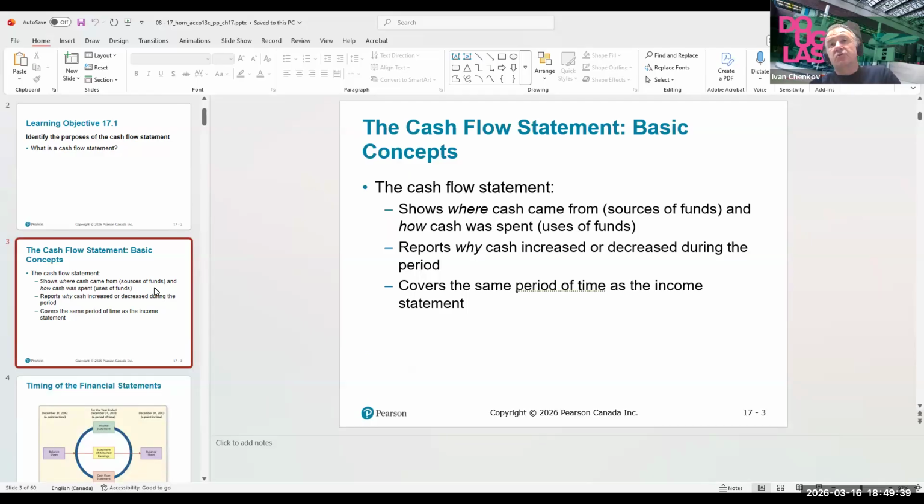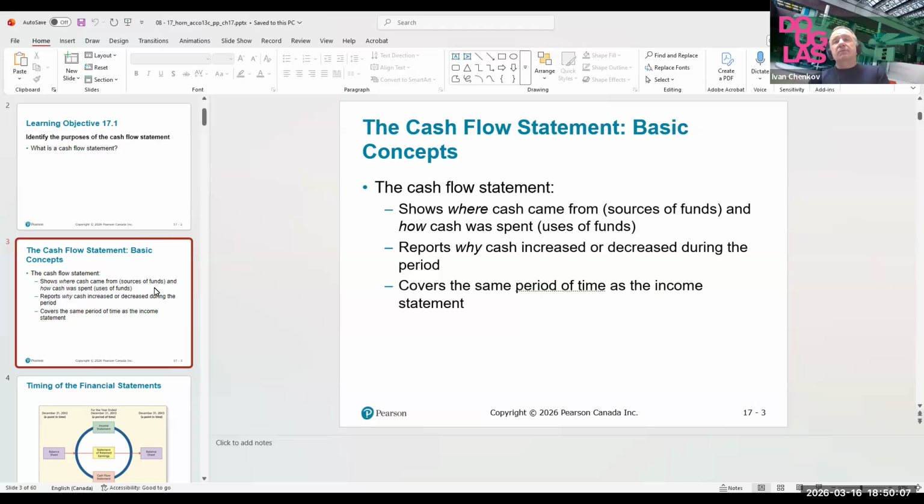Cash flow statement, again, shows you where the cash is coming from and for what purpose we're using the cash. It also reports why the cash increased or decreased during the period. So we're going to chase a few things. On the balance sheet, we're going to see the beginning balance of cash, and we're going to see the ending balance of the cash. That's going to show us either an increase in cash or a decrease in cash during the period.